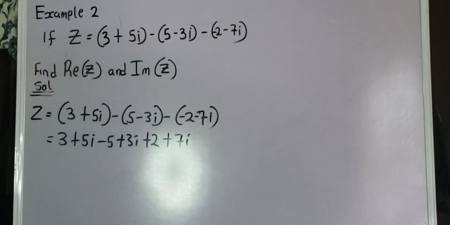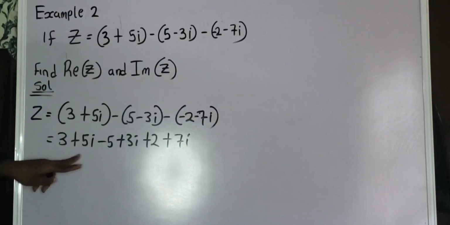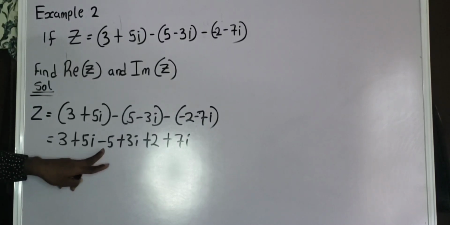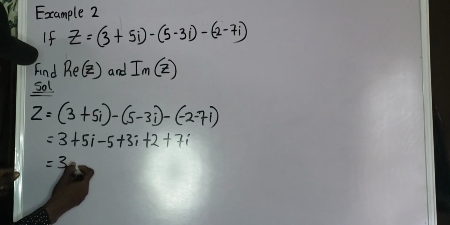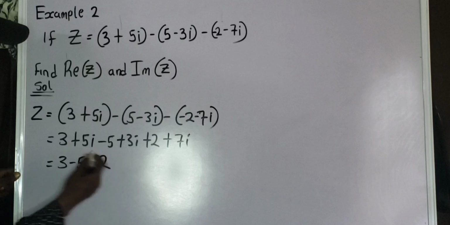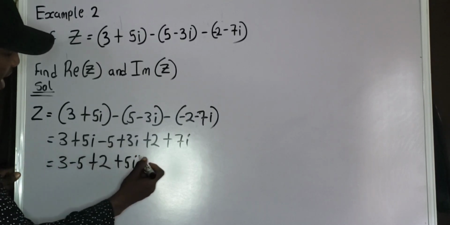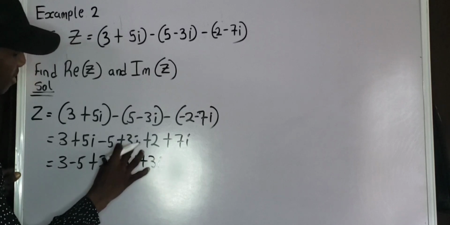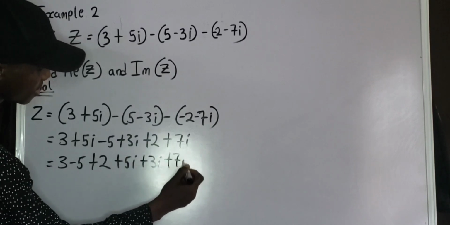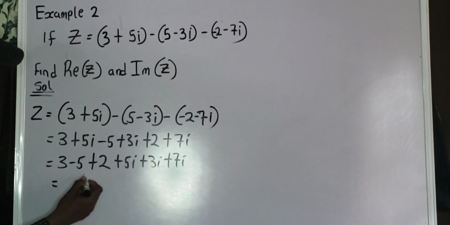Okay? Now the next step is that we are going to collect the like terms. So I'm going to have 3 minus 5 minus 5 plus 2, plus 5i plus 5i plus 3i plus 7i. So 3 minus 5, that is minus 2. Minus 2 minus 2 plus 2, this is 0.